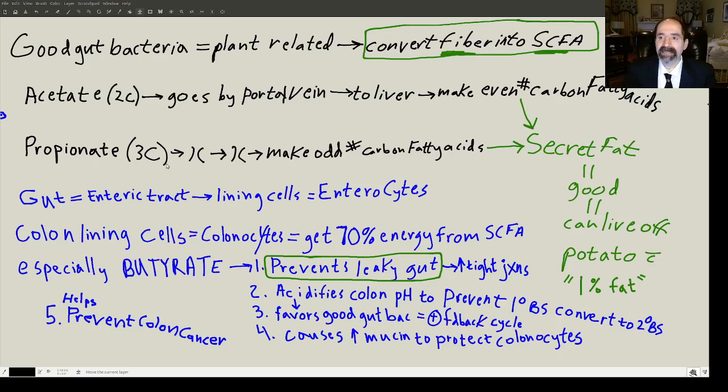And the colonocytes get about 70% of their energy from butyric acid. So it's tremendously important, and it does lots of really good things. It's almost like the hero of the intestinal tract. It prevents leaky gut. It helps the colonocytes maintain tight junctions, and thereby it helps prevent all those autoimmune diseases. Prevents things like Crohn's disease, ulcerative colitis. That's why it's so important to eat fiber.